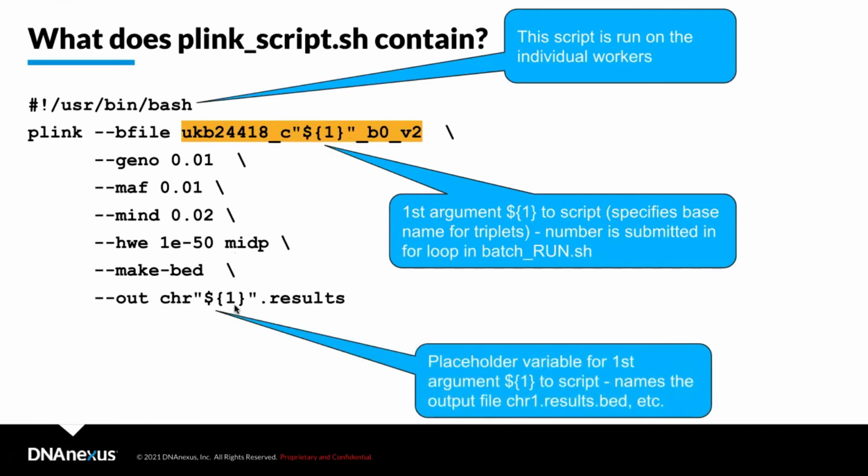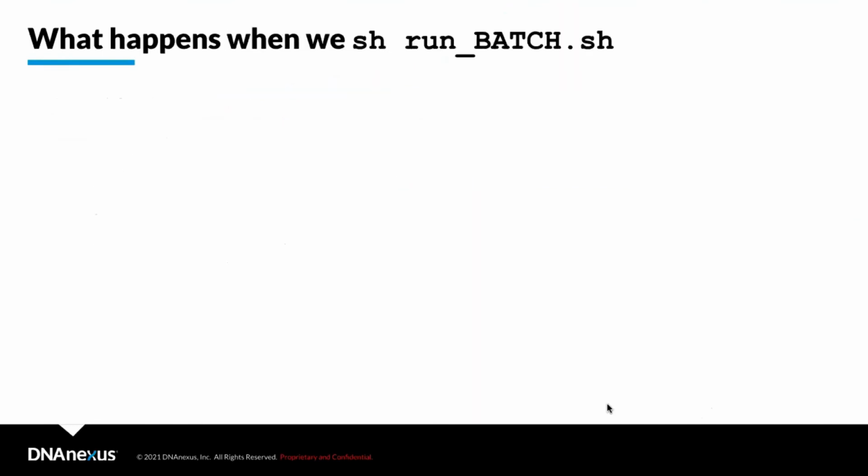And then we'll recycle that in our output. We'll generate a file called chr, for example, for the first one, chr1.results. That's going to be the prefix for our results files. If you've done this kind of filtering and analysis, you'll know that there are going to be multiple files generated. So this is the prefix, and there'll be various files generated. For example, the bed file generated from this will be chr1.results.bed. So let's talk about what happens when we actually run that batch script from our computer.